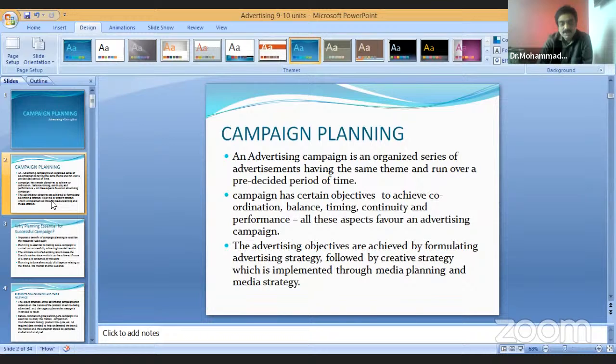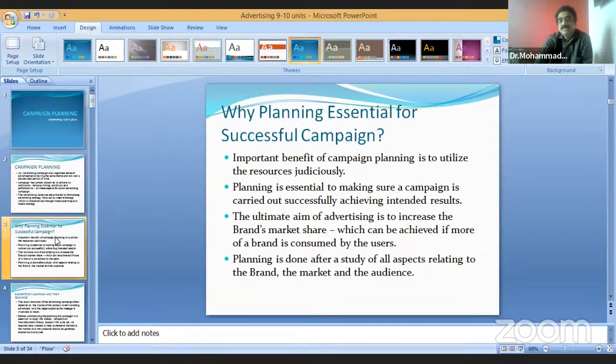That are formulated before going for this campaign launch. So with all this in mind, the media planning and media strategy is evolved to reach the audience. In the next slide, we will discuss why planning is essential for a successful campaign.